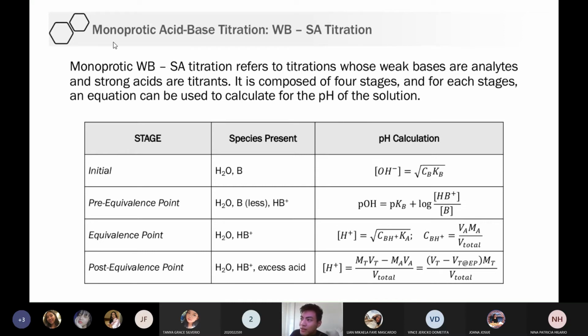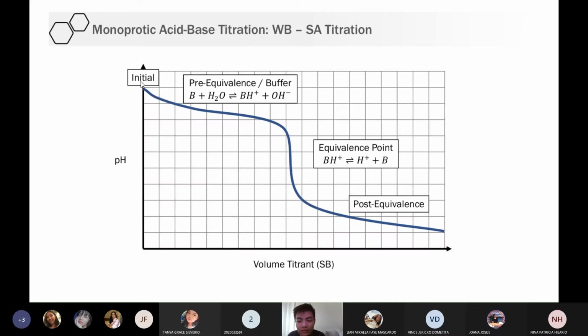Okay? So next one, we have the monoprotic WBSA, the weak base strong acid titration. Whichever comes first is the analyte. So the analyte here is the weak base, and the titrant is the strong acid. If you graph it, it will look like this. You will start with a very high pH because it is a weak base, and then it goes down slowly. Then at the end, only the strong acid is left, so the pH is low at the end of the titration. So this is the graph.